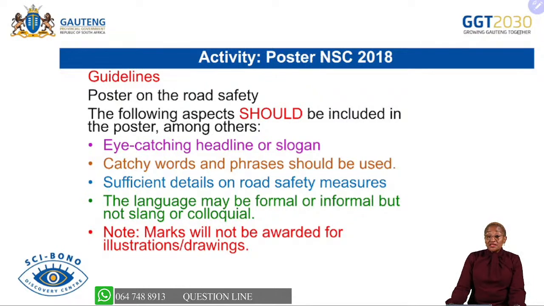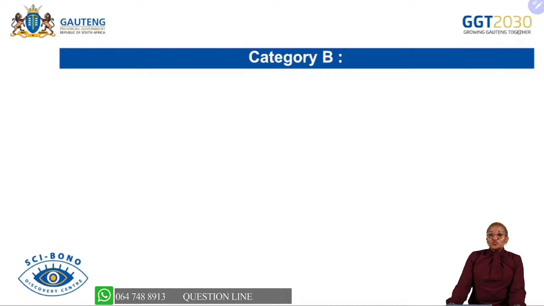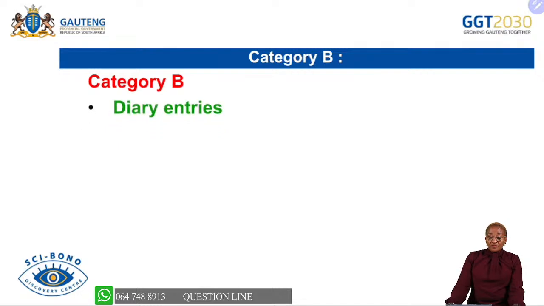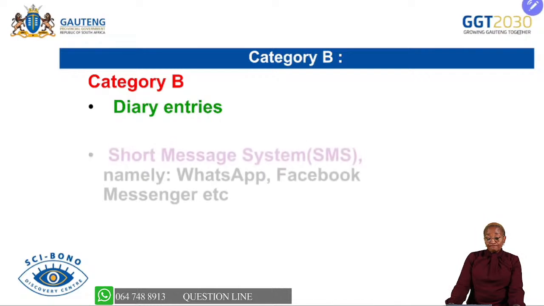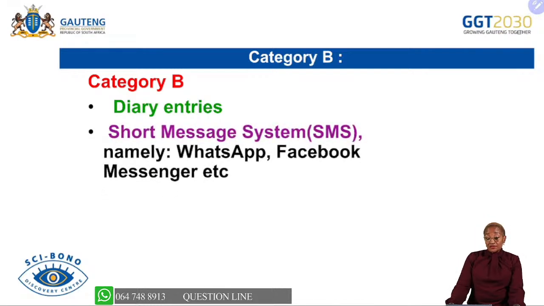At the end of this presentation, you have to write an invitation card. You also need to do a poster as well as an advertisement. I would love to believe that you've got that. Now let's move on to category B. Category B has the following: a diary entry, short message systems or SMS as you may call it, which includes WhatsApp and Facebook Messenger.